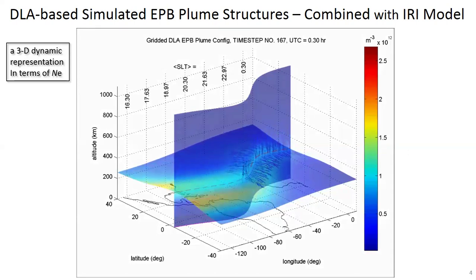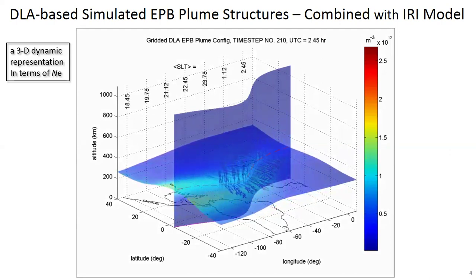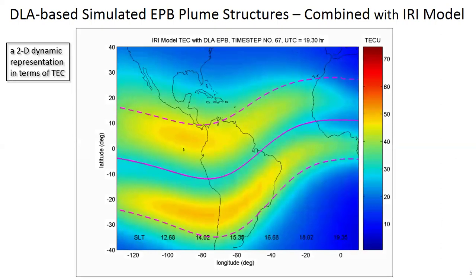With this approach, it would be relatively easy to generate many scenarios of equatorial plasma bubbles over a certain geographical area, which can then be used for building up a large statistical ensemble. And this is the same thing represented in a two-dimensional total electron content map.